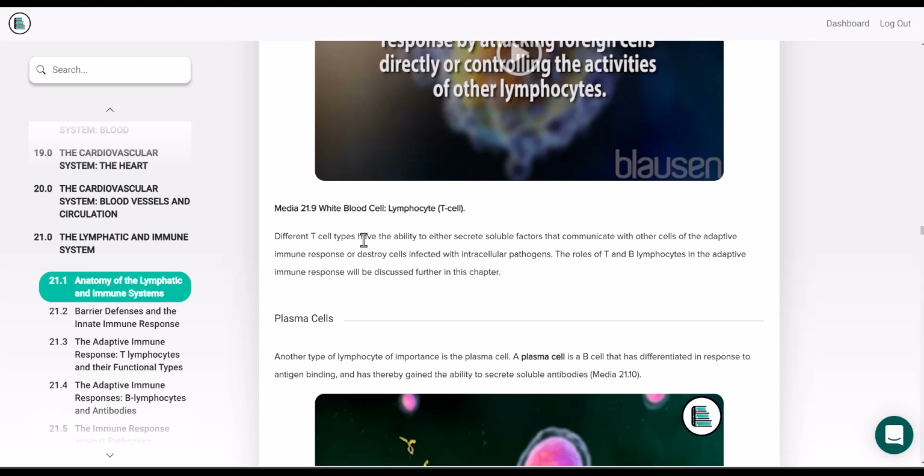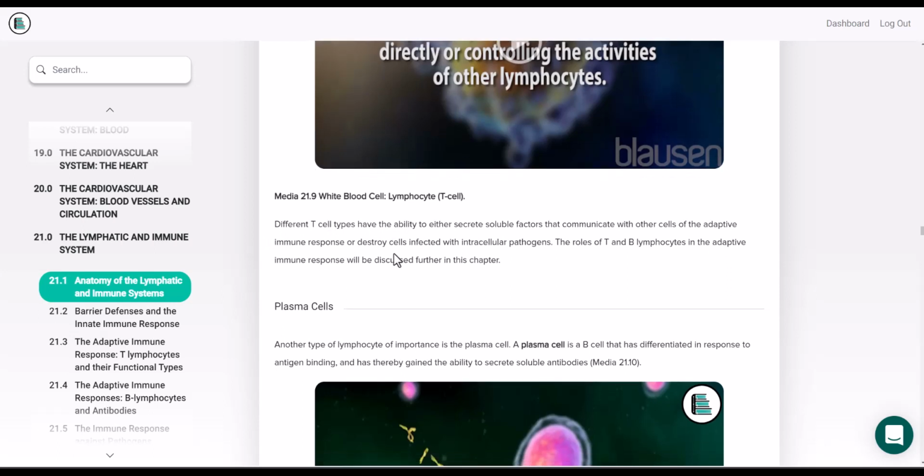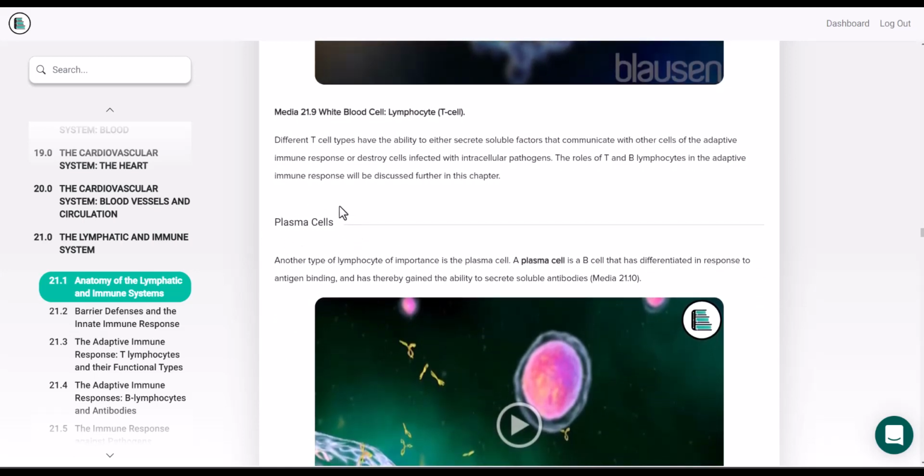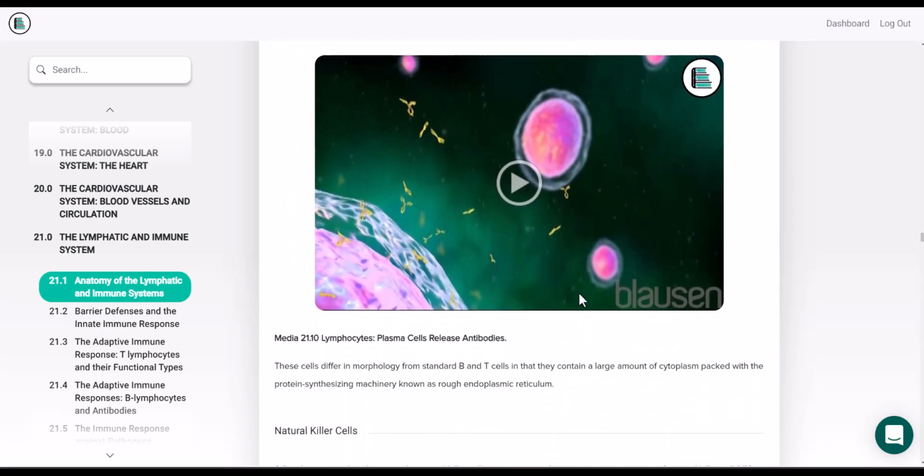Okay, you cannot tell these cells apart. They just have very different roles. Also, there are plasma cells. I'm not going to worry about the plasma cells. They are basically specialized B cells, right? You may hear of them, but we're not going to worry about plasma cells.